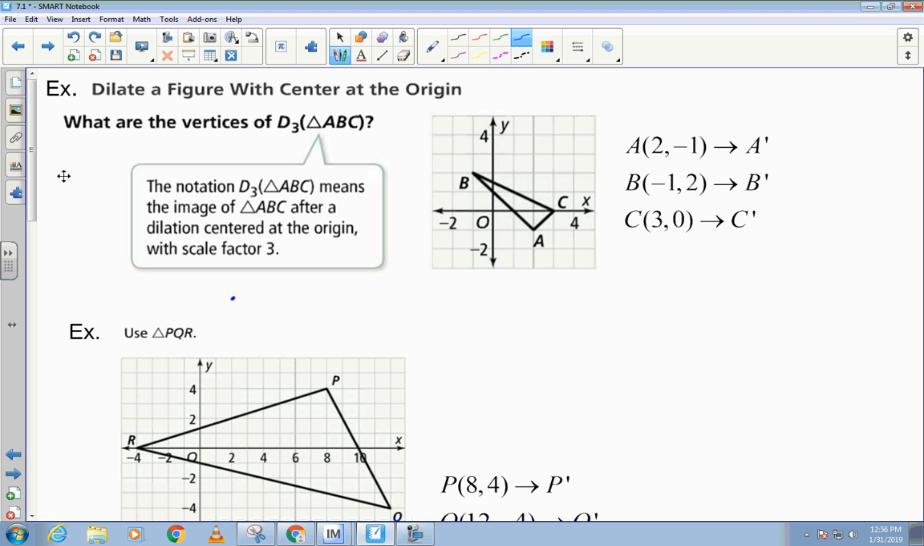Okay, so this one has a scale factor of 3. So what you do when you have your ordered pairs is basically you just multiply the ordered pairs by the scale factor. So I'm going to multiply through each one of those ordered pairs by 3. So A prime is going to be what? 6, negative 3. What's B prime going to be? Negative 3, 6. And then C prime is going to be 9, 0.